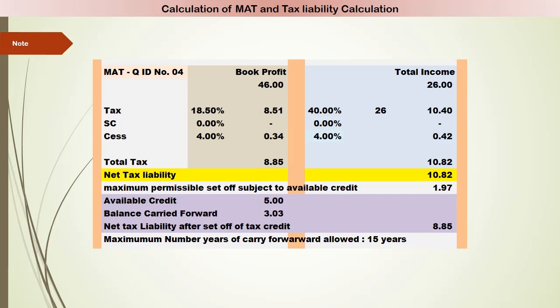And here students often make a mistake that you should not make. The maximum permissible set-off is the difference between the tax on total income minus the tax on MAT, that means book profits. That is the maximum permissible set-off. The difference. And that maximum permissible is subject to the actual available credit, which is 5 lakhs in the given question. So if you cannot set off the full 5 lakhs, then the balance you have to carry forward to the subsequent years for subsequent year set-off.